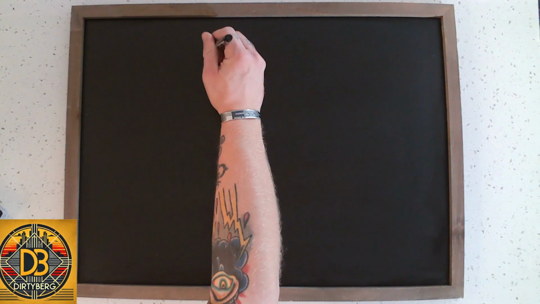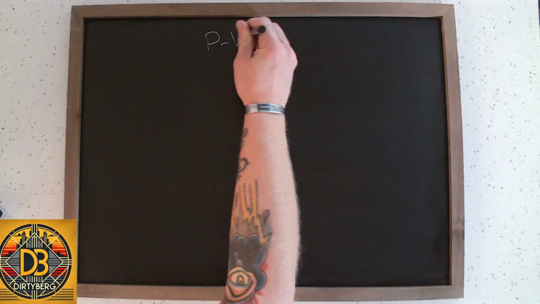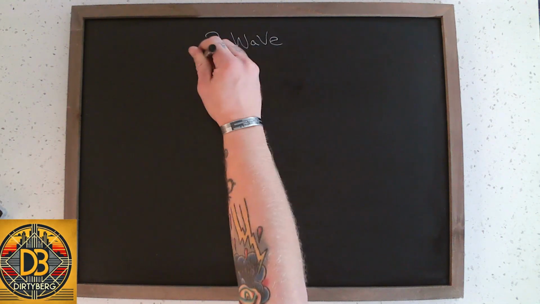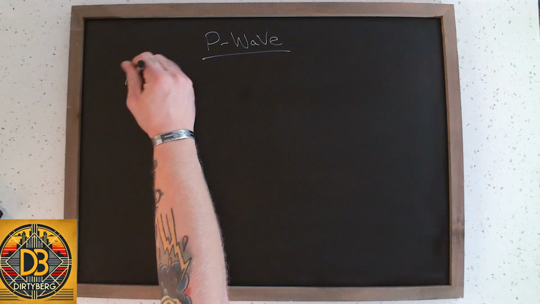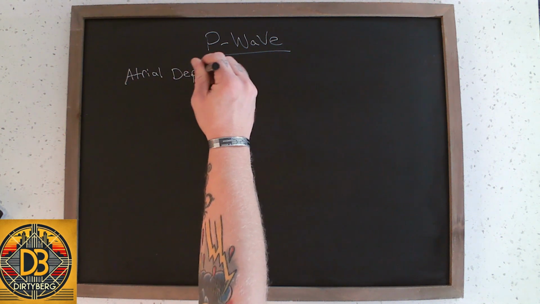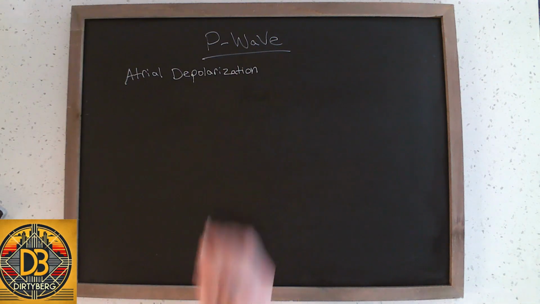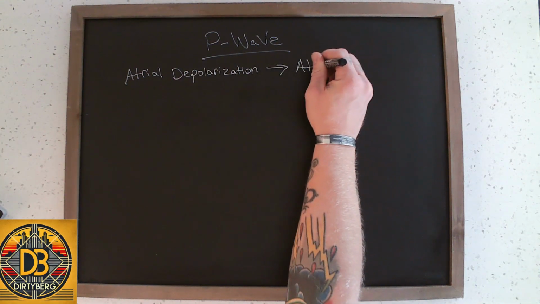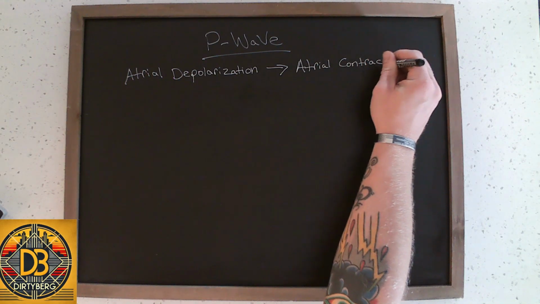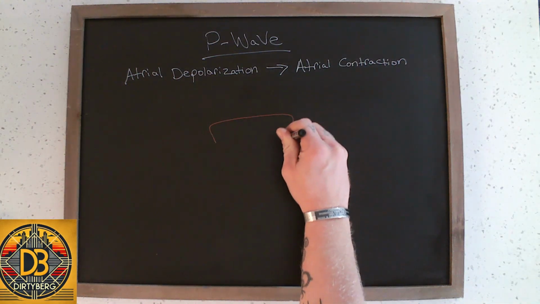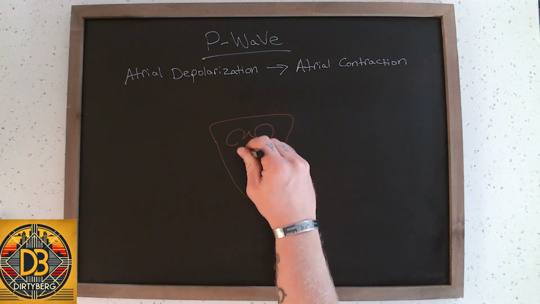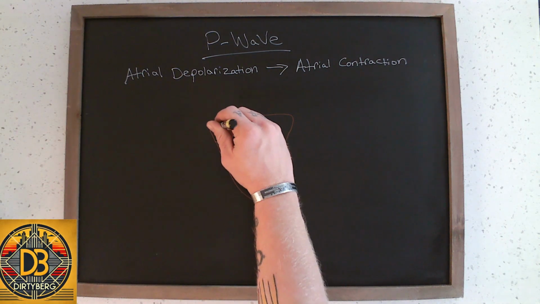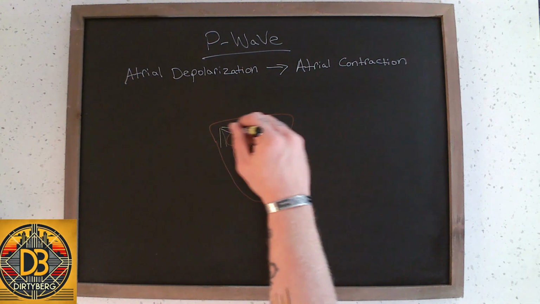Today, we are going to discuss the first wave of the EKG, the P wave. The P wave is the electrical representation of atrial depolarization and is the first phase of the cardiac cycle. Mechanically, the atria is contracted.